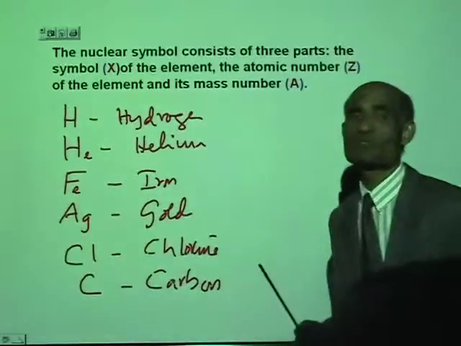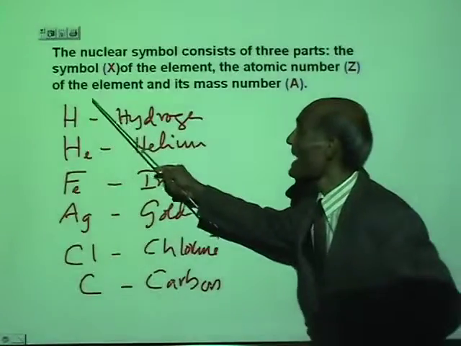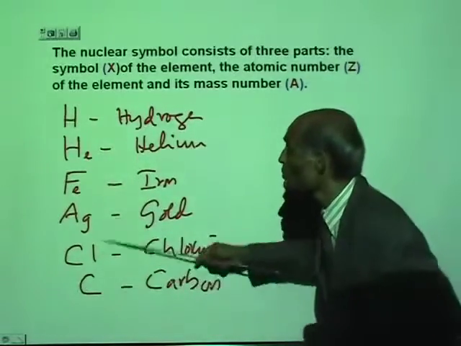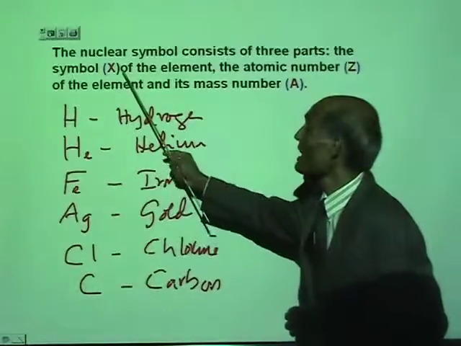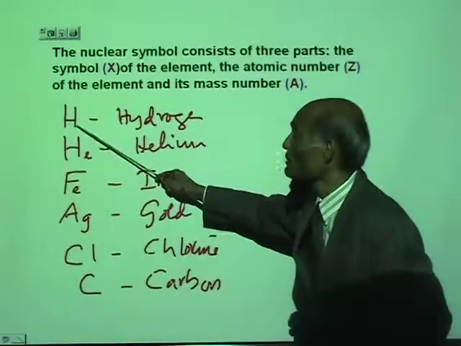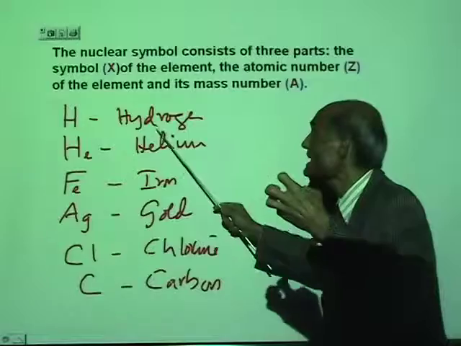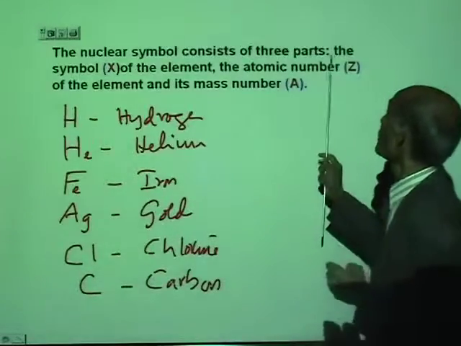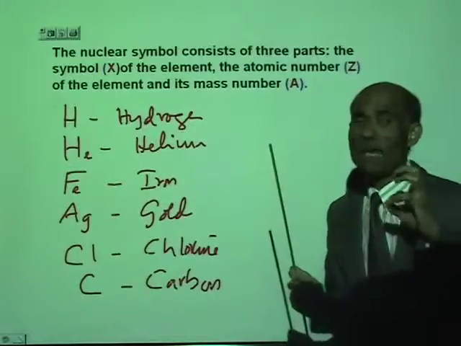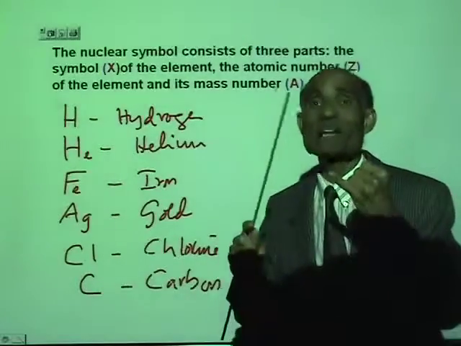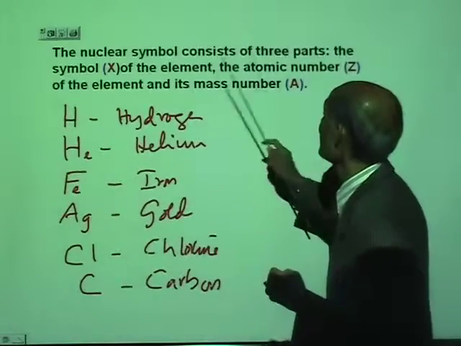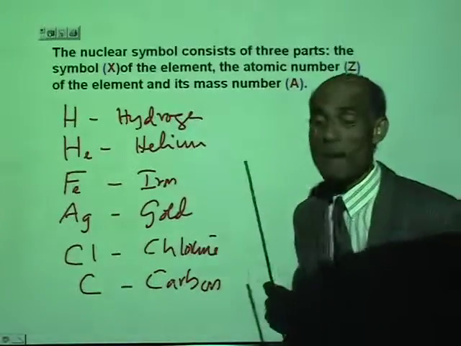So every element is identified by a chemical symbol. If I use X here, that X will be replaced by these when we talk about each of these elements. An element is identified by its symbol, then its atomic number, and its mass number.